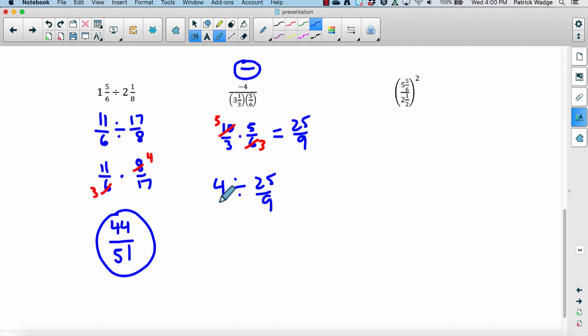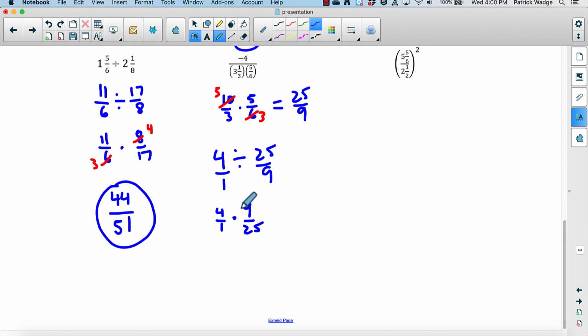Okay, let's make 4 a fraction. 4 over 1. And let's turn it into a multiplication question. 4 over 1 times, flip this, reciprocal, 9 over 25. And we're ready to ninja slice. And you know what? You can't ninja slice. That'll happen sometimes. Don't feel like you have to. If you can't do it, you can't do it. So we just multiply. 4 times 9 is 36. 1 times 25 is 25.